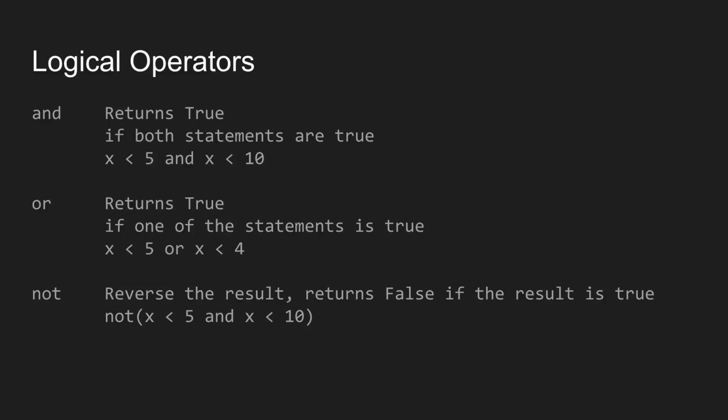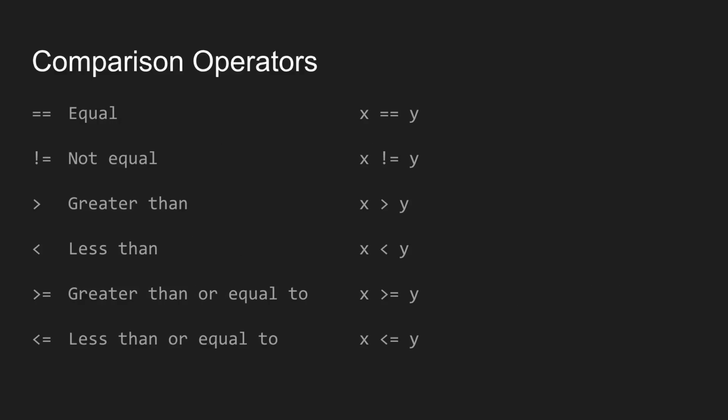Obviously, it returns the reverse. So if x is less than 5 and x greater than 10, less than 10. Yeah, so 6 would be false. It's not equal.